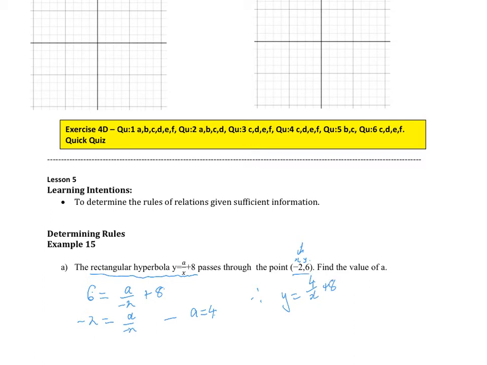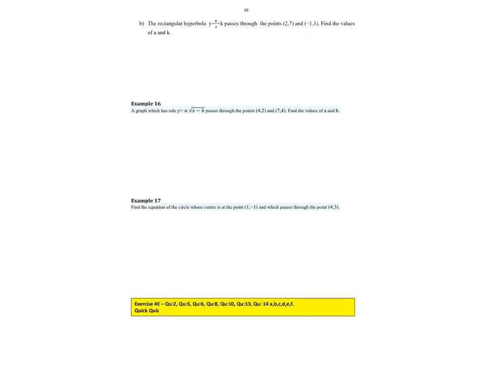Quick check. If I substitute -2 in there, I get 4 over -2, which is -2, plus 8, which is equal to 6, which is that. Happy days. Moving right along.